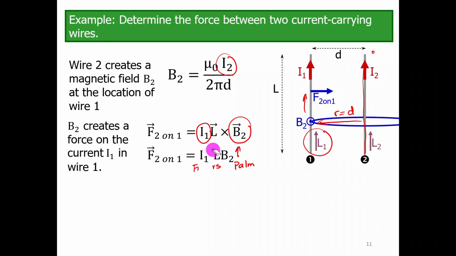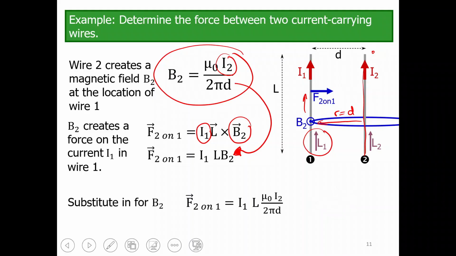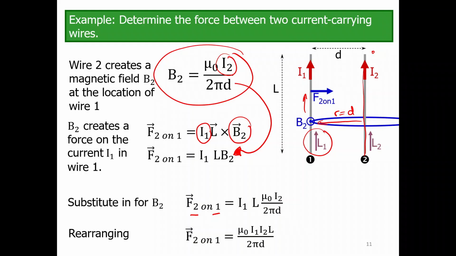If you simplify the cross product, because they're at 90 degrees, you just get ILB, but it's I1LB2. Then you take B2 and substitute it in here. When you do that, you get the force of wire 2 acting on wire 1 is equal to I1L mu naught I2 over 2 pi d. A lot of times they rearrange this, and this is what it's going to look like. That's what that force is going to be.